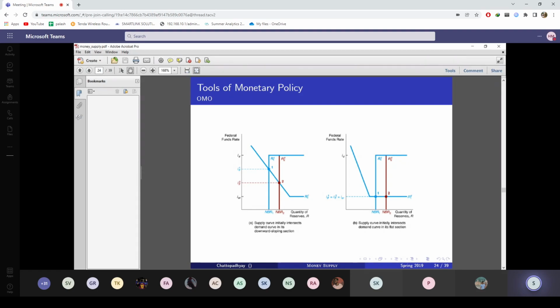But when the market clearing interest rate is at the floor, then monetary policy with open market operation is not effective. We have seen that through IS-LM. The same is represented over here. This is known as a liquidity trap.